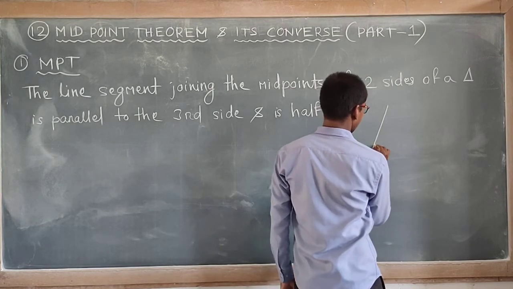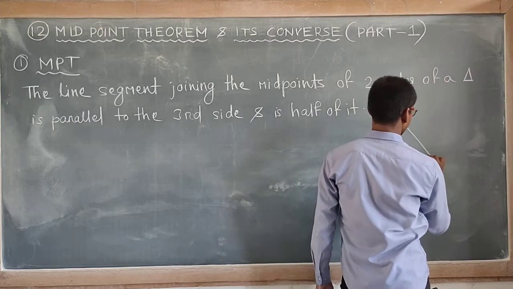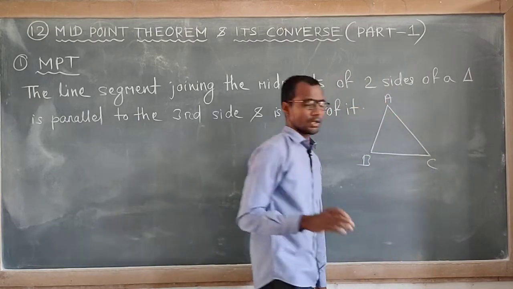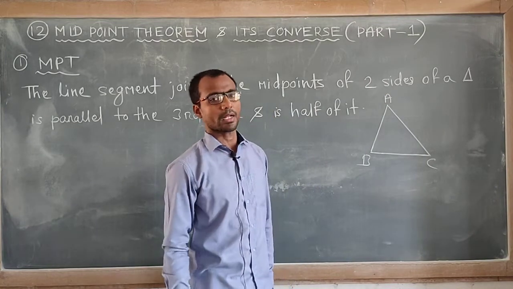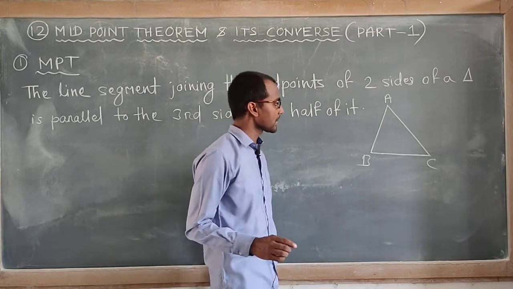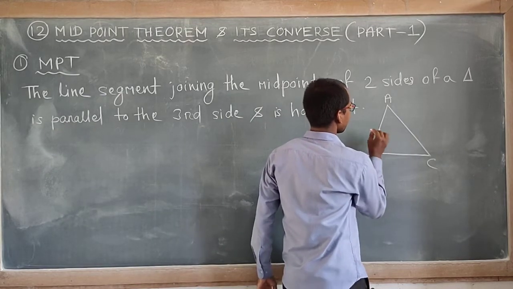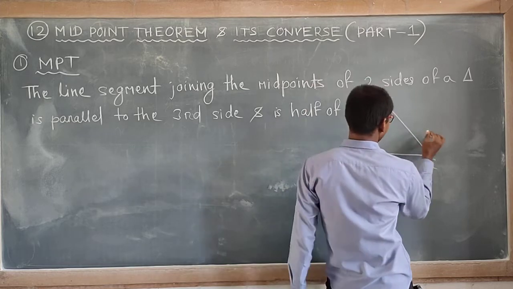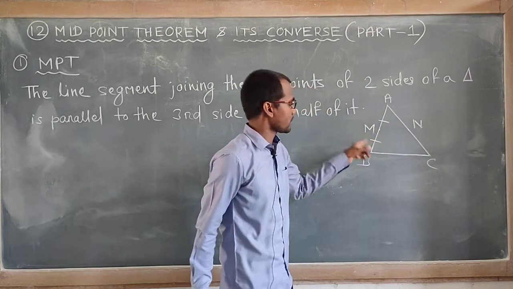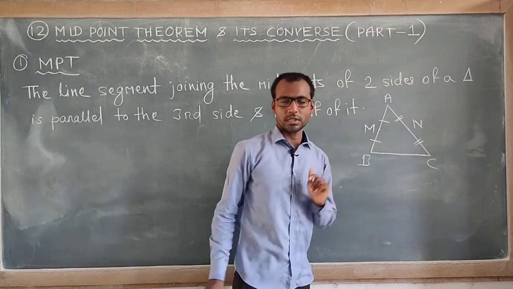suppose there is a triangle, any kind of triangle. It may be an acute angle triangle, a right triangle, an obtuse angle triangle, a scalene triangle, or an isosceles triangle, any type of triangle. Let us take the midpoints of AB and AC. Let the midpoint of AB be M, let the midpoint of AC be N, means AM is equal to BM and AN is equal to CN.